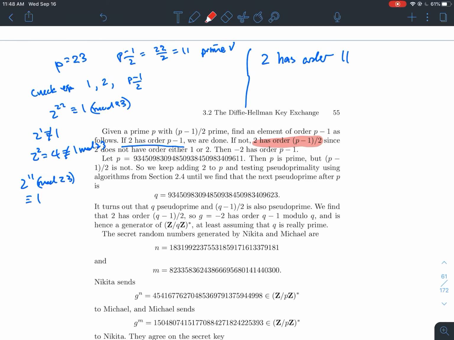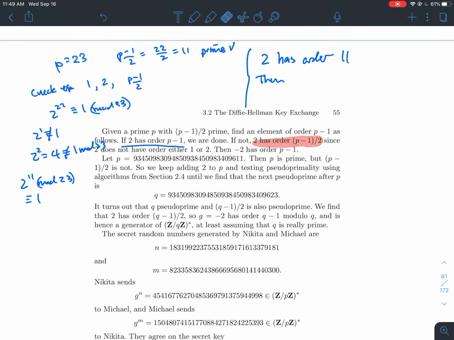How do I find an element that has order P minus 1? Remember, that's the goal. It happens to be minus 2. So once you see that 2 is an element of order P minus 1 over 2, then your primitive element could just be negative 2. And so negative 2, when P is 23, would be what, 21? Anyway, though, why is negative 2?